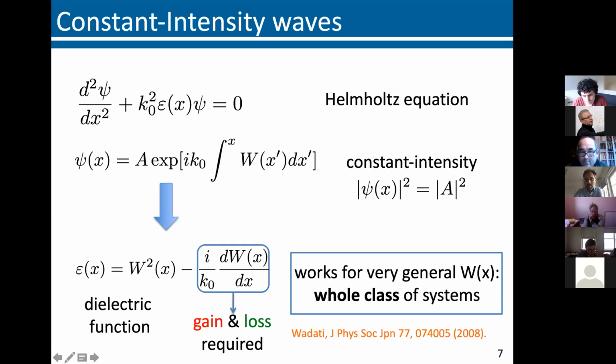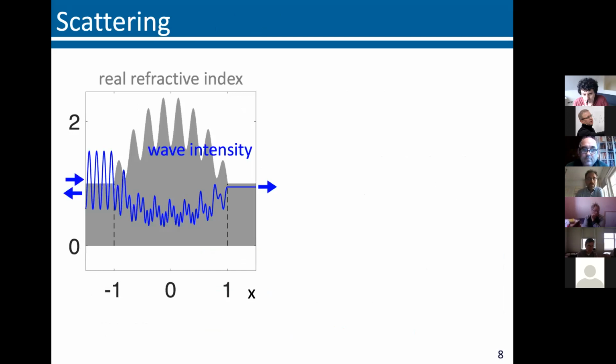Vadati from Japan actually introduced this potential to construct parity time symmetric potentials, because if W is a symmetric function in space, then this is a parity time symmetric potential. But in principle, we didn't demand that W is symmetric, so I can choose W to be an arbitrary function. And then of course, this will not be a parity time symmetric scattering problem. So in other words, we use this in a more general context now. So let's see if this works. Here is again the real refractive index that I showed you before.